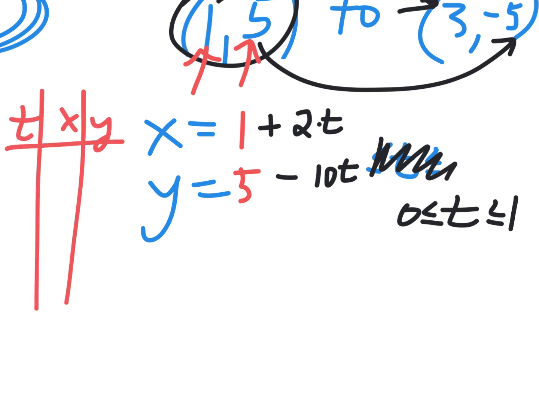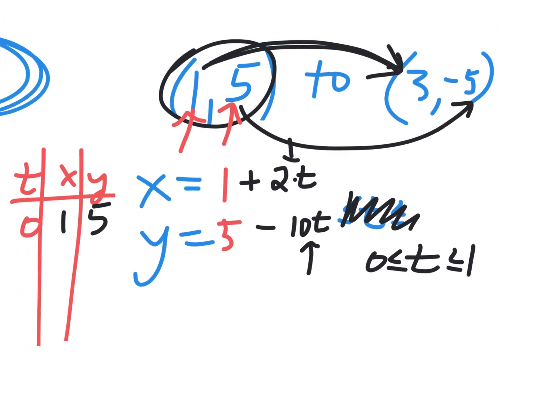All right, TXY chart. So the t is going to be 0, and I make sure it actually worked. If I put in a 0 here and here, that's the magic of this. You get the 1 and the 5 to come out. And that's what I wanted. Started at 1, 5. And then if I put in a 1 here, because I'm only doing one set of 2 that's getting added on, then I get 3. And then I put a 1 here, and that's 5 minus 10, which makes negative 5. And look at that. So I did it right.